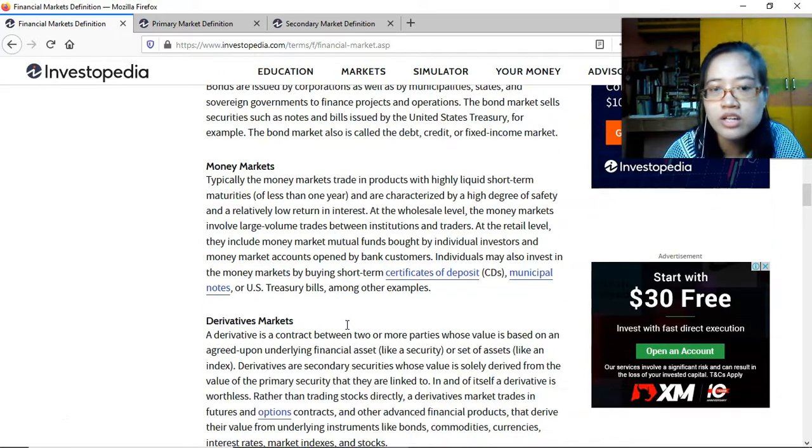So normally, bonds do have long-term maturity, but when it comes to a point that they are going to mature within the year, then they can be sold or traded in the money market as well. Same with certificate of deposits and municipal notes or treasury bills.